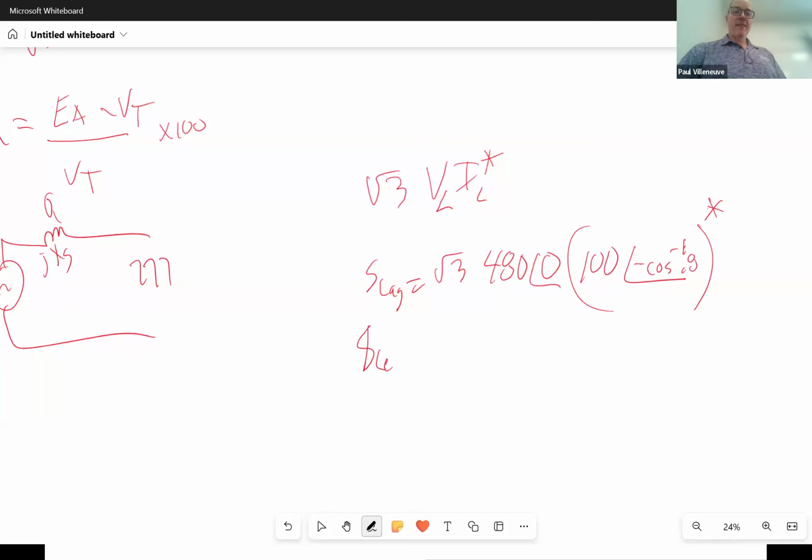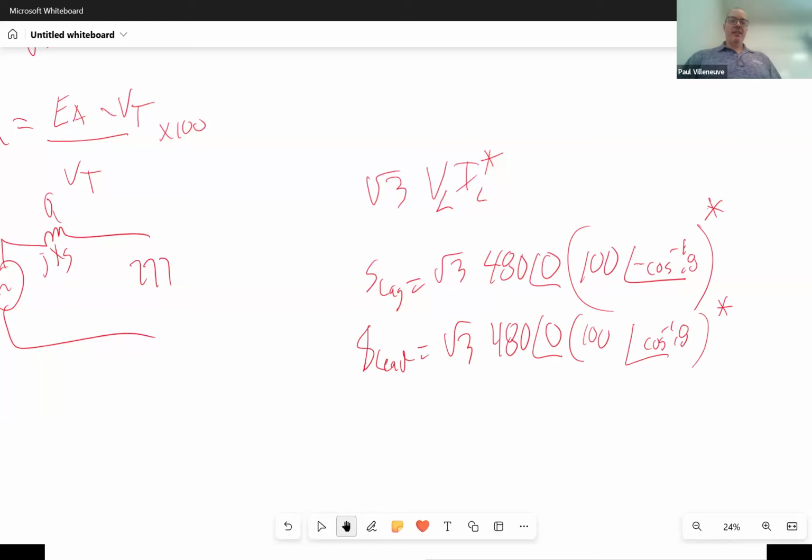Leading, this is exactly the same. But this becomes a positive 0.8 conjugate. And S unity, really easy. There's no angle, right? With the current, it's at unity power factor, so there's no conjugate to take. So you can take those three, and then you can calculate the P and the Q for each one. Does anybody want to see me calculate those out, or do you want to do those on your own? It's up to you.